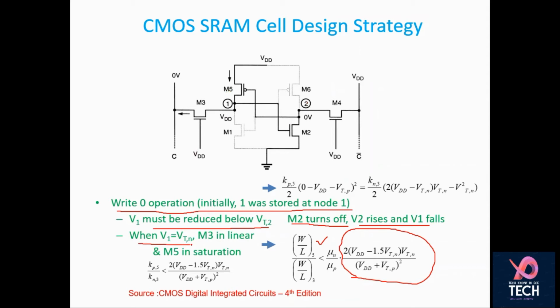So this needs to be achieved. When V1 is equal to VTN, this particular voltage, then M3 is in linear and M5 is in saturation. So after that, this condition needs to be met. If you are meeting this condition, then you are actually going to achieve this particular condition. Otherwise it will not happen. So 1 to 0. If we want to discuss this in simpler ways, you already have 1 here and you want to make it 0. So what you actually have to do is simply turn on this.